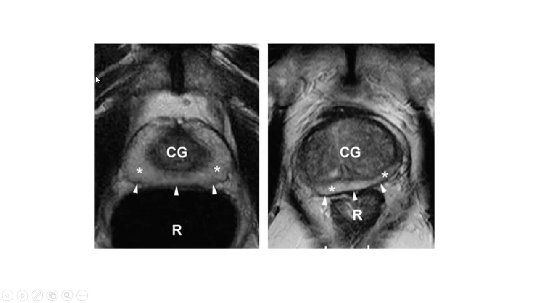This axial image is of a 34-year-old patient, and you can see that this is actually the central gland, not the central zone, so don't confuse those two. This is fairly low down in the prostate, so you would not see the central zone here. And then surrounding that central gland is a peripheral zone, and you can see that it's a nice thick wall here of the peripheral zone.